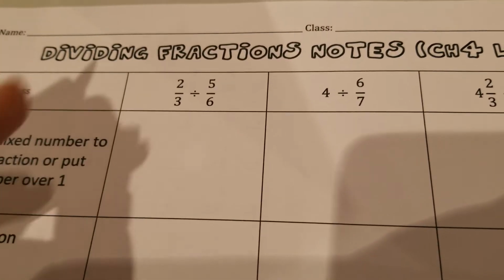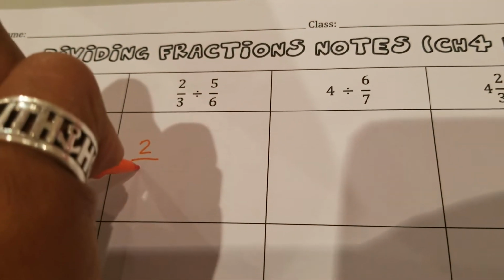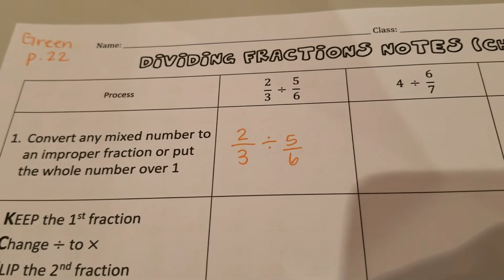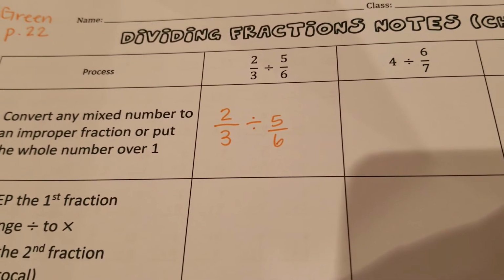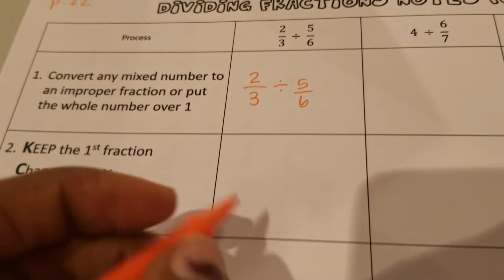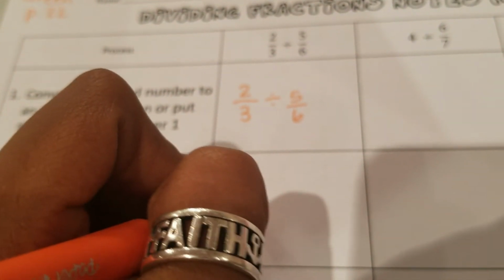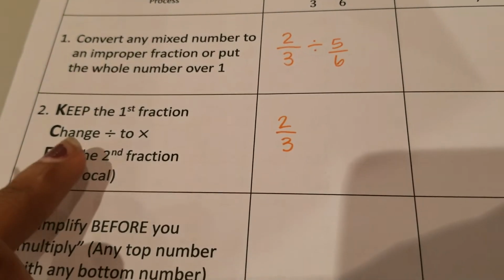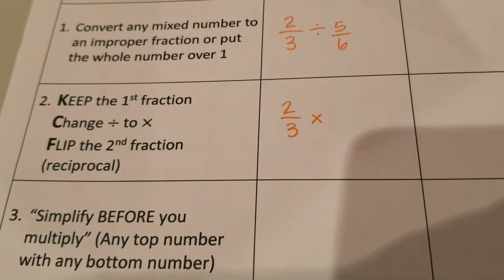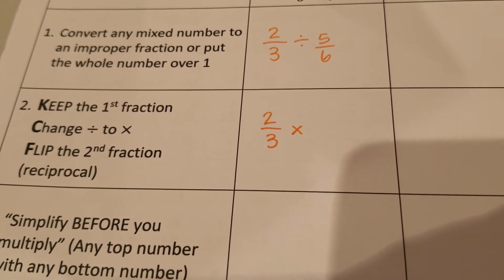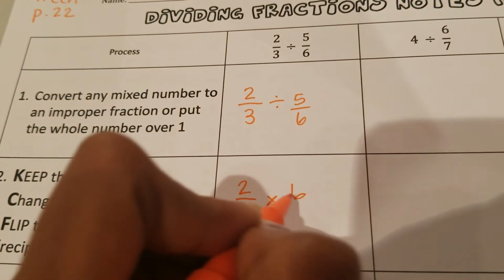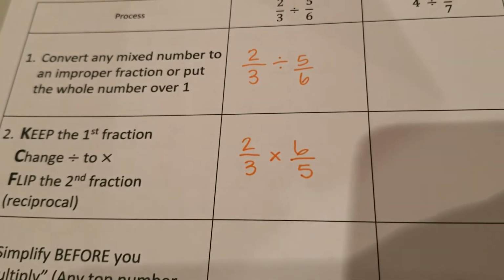So let's look at problem number 1. We have 2 over 3 divided by 5 over 6 because there are no mixed numbers or improper fractions. Now step 2, this is where it changes with division. So we're going to keep our first fraction the same. This next part says to change our division to multiplication. And then the third part says to flip the second fraction, and that is called the reciprocal. So if we flip it, we now have 6 at the top and 5 at the bottom.